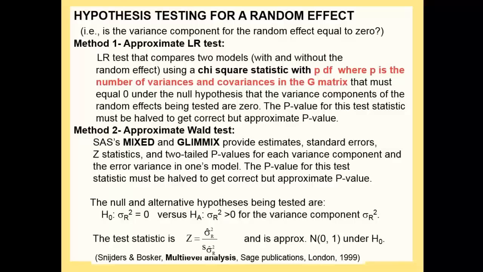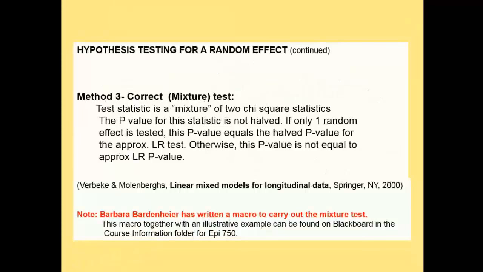Okay. So there are 3 methods. Method 1 is called an approximate LR test. LR stands for likelihood ratio. Method 2 is the approximate Wald test, which is what I sort of showed you. And then there's method 3, which is called the mixture test. That's the test that's considered to be the best way to do this. It's a little bit more complicated, but there is a computer program to do it, and it's in your course documents folder, or in your lecture notes, in one place or the other. So if you want to do a test for random effects, you can use the mixture test using this program.